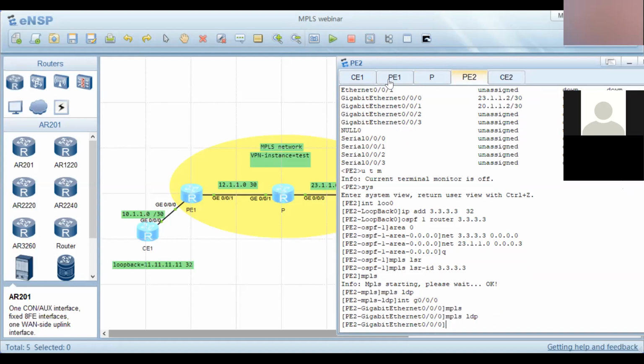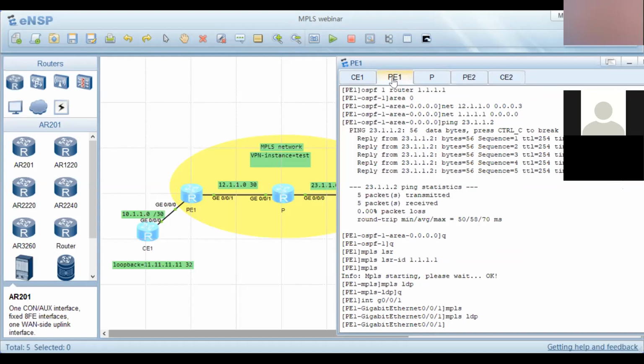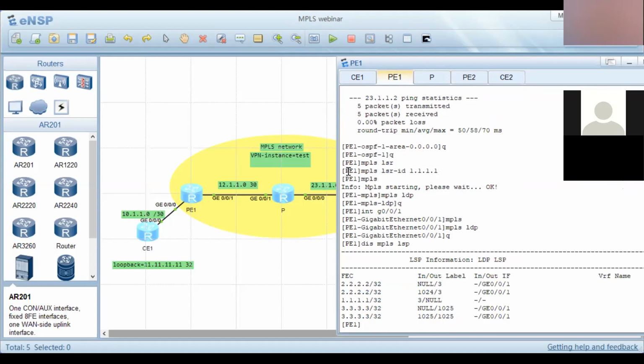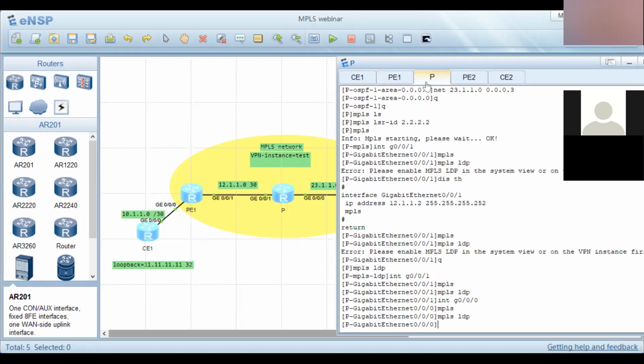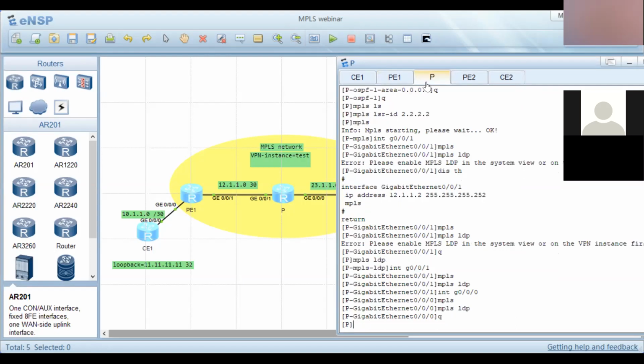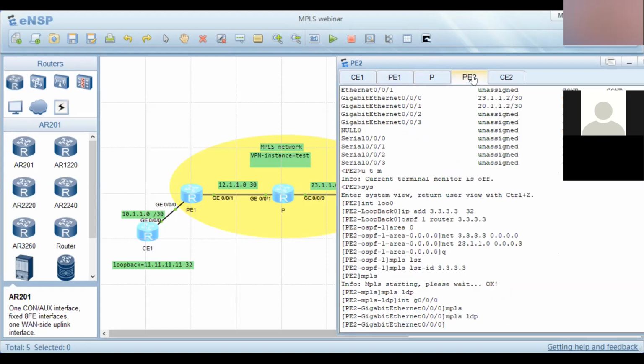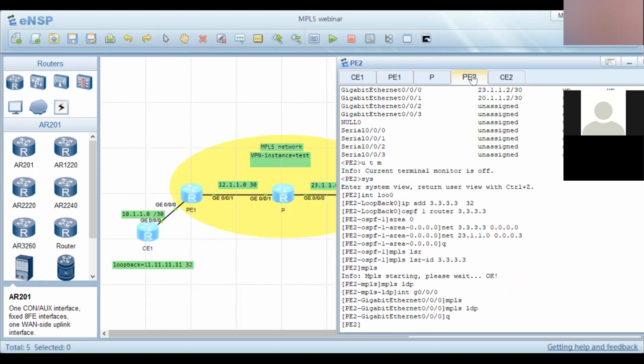Now we have done this. We can see display mpls lsp, which is this one. Now the MPLS LFIB is already created on all the MPLS devices. You can also see this along with the in or out label. Now we have configured this on all the provider routers.